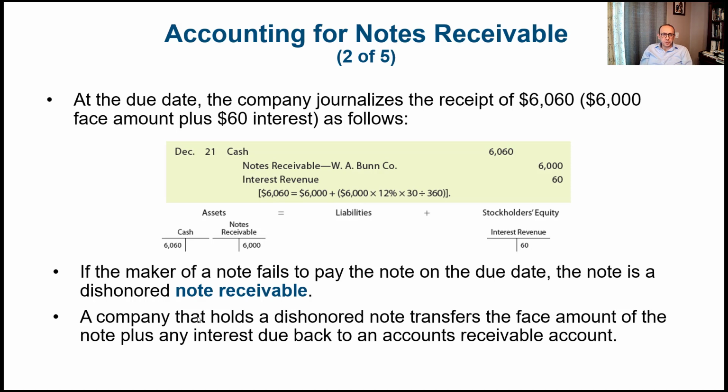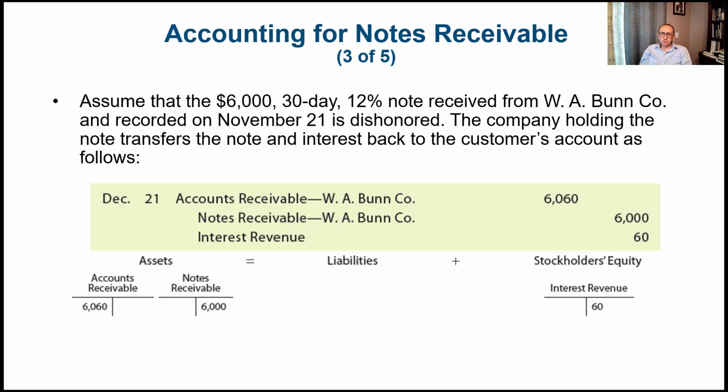So if the maker of a note fails to pay the note on the due date, the note is dishonored and will convert it back to accounts receivable. So a company that holds a dishonored note transfers the face amount of the note plus any interest due back to an accounts receivable account. So assume that the $6,000 30 days 12% note receivable from WA Bond Company and recorded on November 21st is dishonored. So in this case, the company holding the note transfers the note back to the customer accounts, and on top of that, we also need to add the interest now.